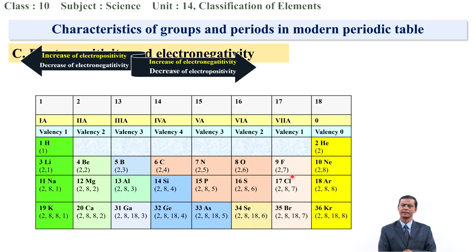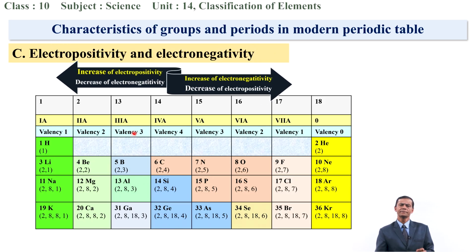Let's check it again. Yes, this arrow shows the increase of electronegativity. Look at it, the increase of electropositivity. On this side electropositivity increases, the arrowhead shows the left-hand side, but electronegativity decreases. Left-hand side elements are less negative, more positive, isn't it? But what happens to the right-hand side? Yes, electronegativity increases.